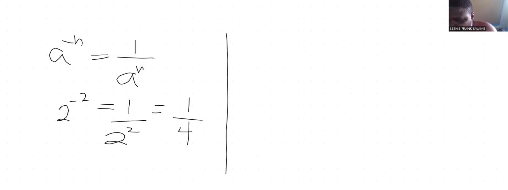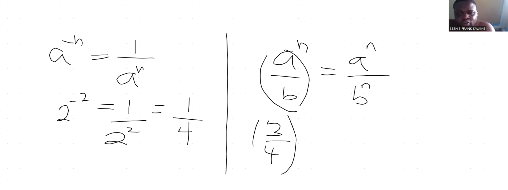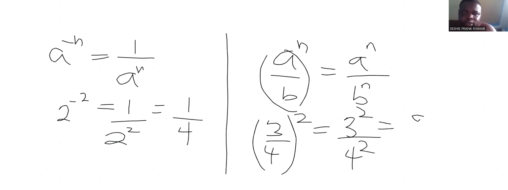Then let's look at the power of a quotient of two numbers. You can also split. So if you have A over B all to the exponent n, it should be A exponent n over B exponent n. If I have 3 out of 4 all squared, it should be 3 squared over 4 squared. So you see it works for both the quotient and the product. If it's a quotient, you give the exponent to each of the two numbers. It's very important, so we keep that property also in mind.